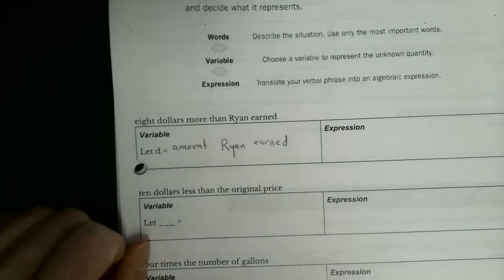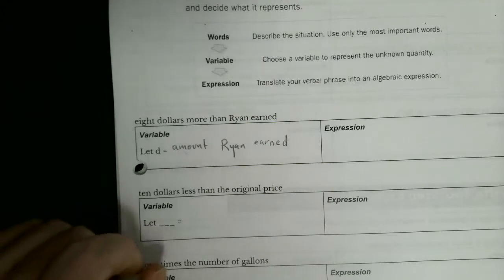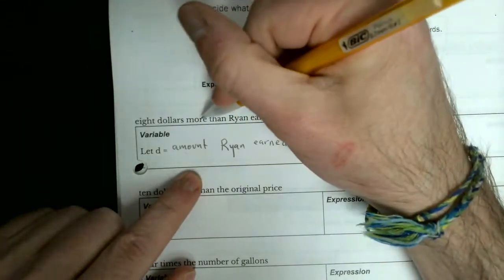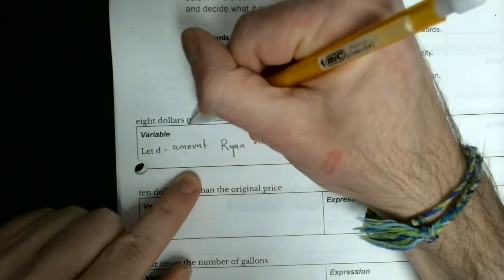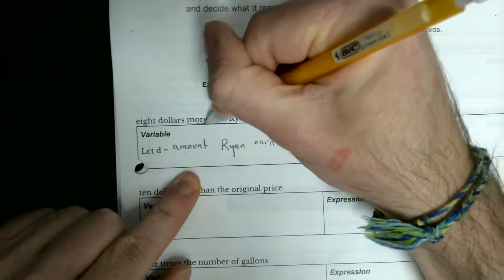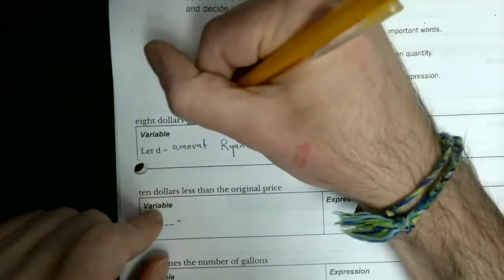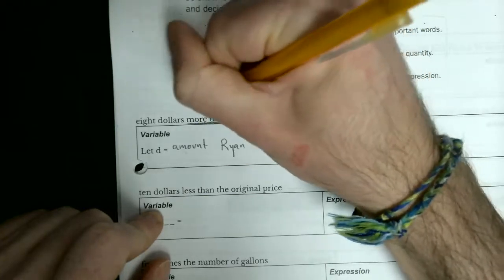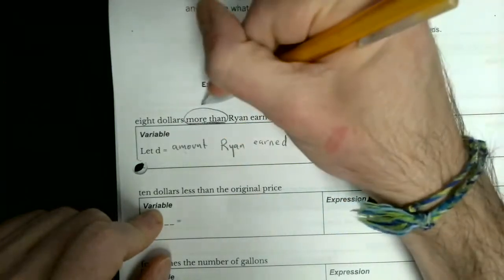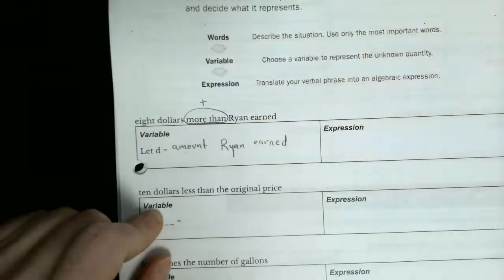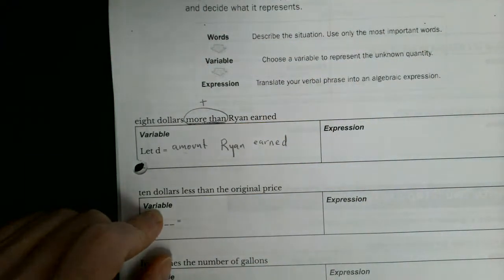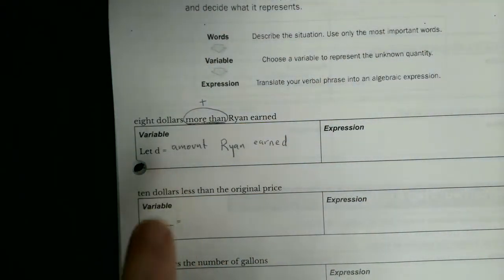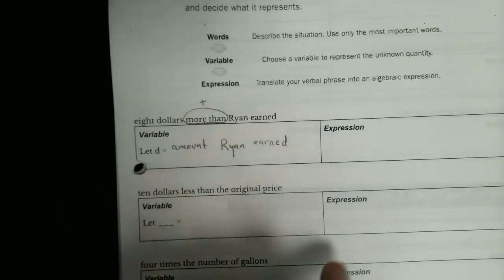Now, after we write the variable, we're going to think about the math words. What kind of math words are in this? So when I see more than, I'm going to circle it. More than. That's our math word. More than would indicate addition or adding. So we want to show $8 more than what Ryan earned.